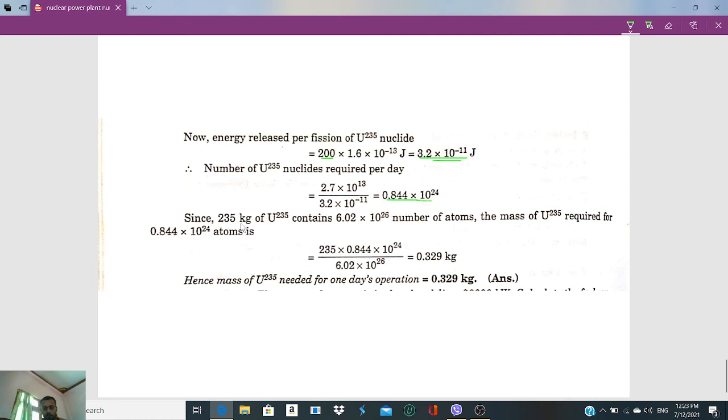Since 235 kg of uranium contains 6.02 into 10 power 26 atoms, to calculate the mass, we have m equals 235 into 0.844 into 10 power 24 upon 6.02 into 10 power 26, the number of atoms it contains. So we get 0.329 kg. Hence the required mass for 1 day's operation is 0.329 kg.